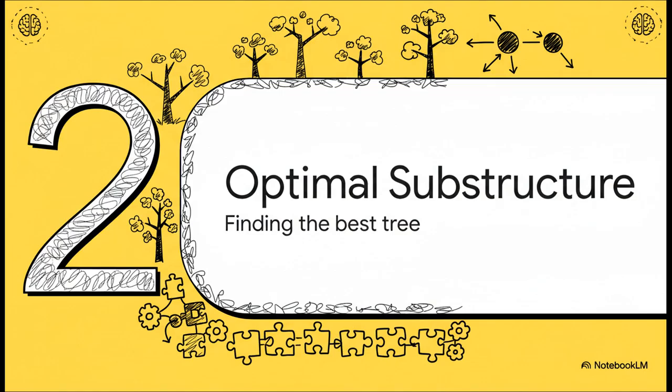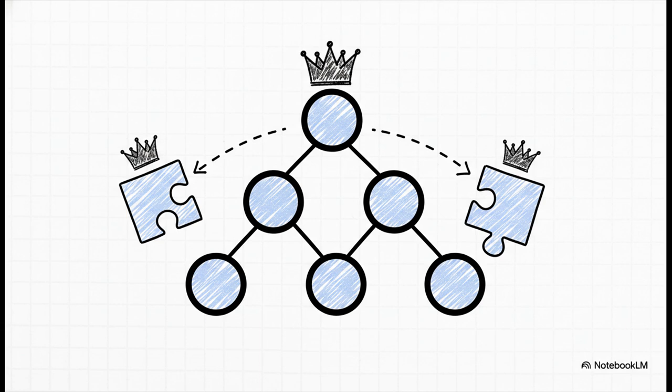Okay, so how in the world do we find this amazing optimal tree without building every single possible version and testing it? That sounds like a nightmare. Well, the answer is a really powerful technique called dynamic programming, and it has a very clever trick up its sleeve. The whole secret sauce is this property called optimal substructure, and it's actually a pretty simple idea. It just means that the best solution to a big problem is built out of the best solutions to its smaller parts.